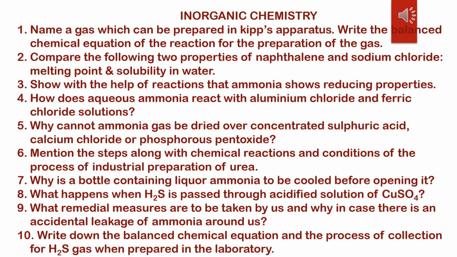Next question. Why cannot ammonia gas be dried over concentrated sulfuric acid, calcium chloride or phosphorus pentoxide? Answer. Ammonia gas cannot be dried over concentrated sulfuric acid as it reacts with concentrated sulfuric acid and forms ammonium sulfate. Reaction: 2NH3 + H2SO4 = (NH4)2SO4. That means ammonium sulfate.